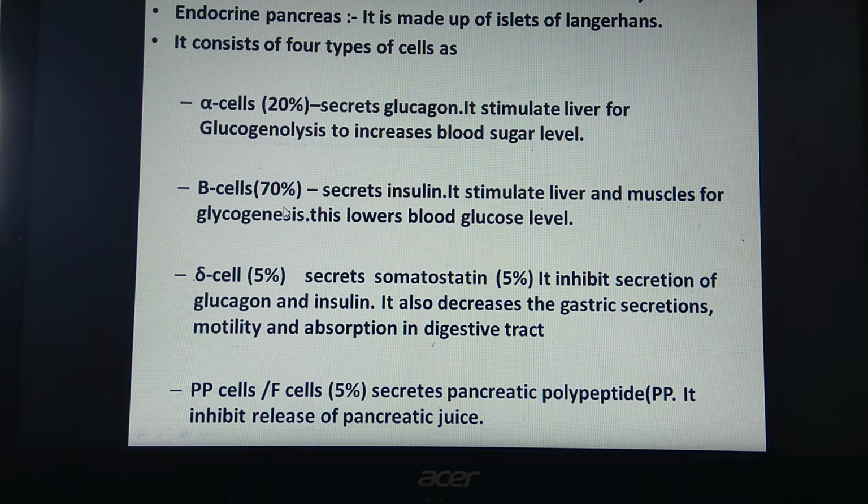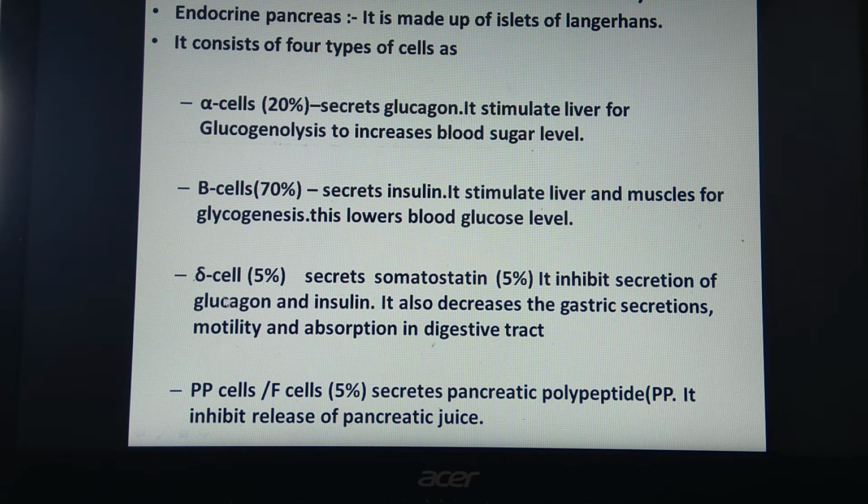Function of beta cells is to secrete insulin. What's the function of insulin? It stimulates liver and muscles for glycogenesis. What is the meaning of glycogenesis? It is the formation of glycogen from excess glucose. If glucose is present in excess inside the body, then this glucose is converted into the glycogen and it is stored in liver and muscles. So these beta cells secreting insulin stimulate liver and muscle for glycogenesis, that is formation of glycogen from glucose, and because of that blood sugar level goes down, it decreases.